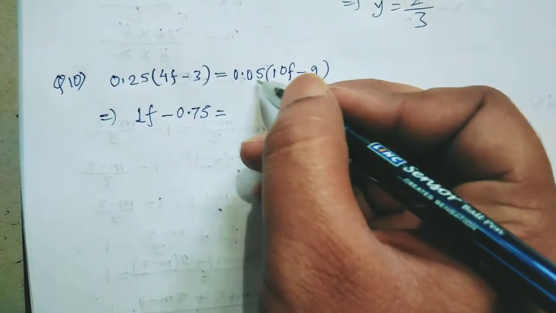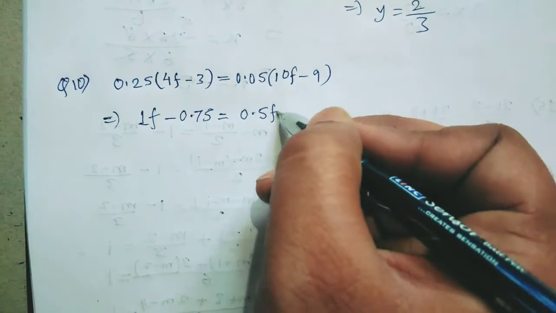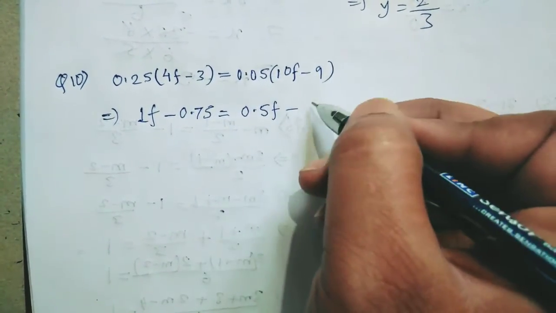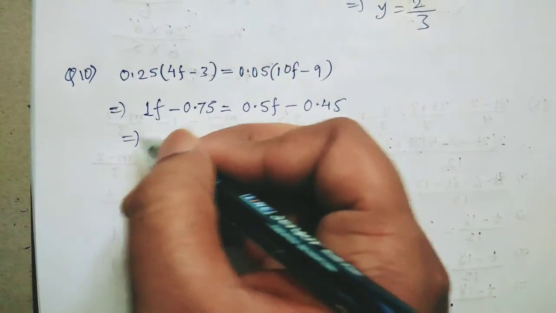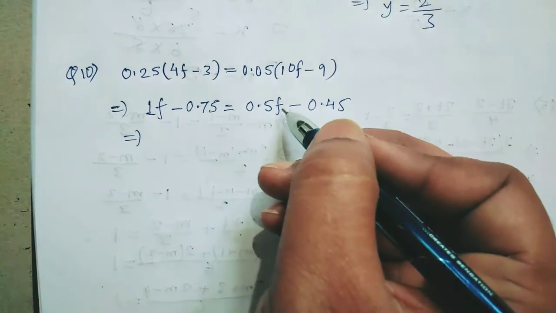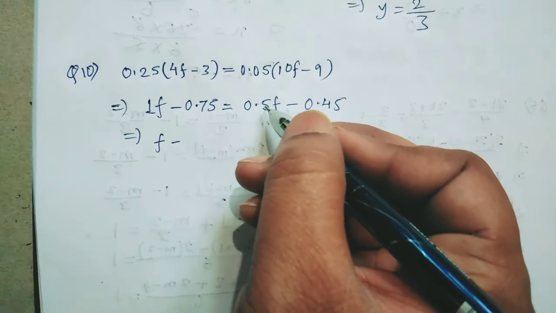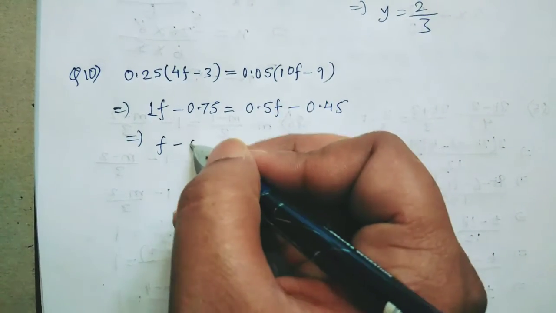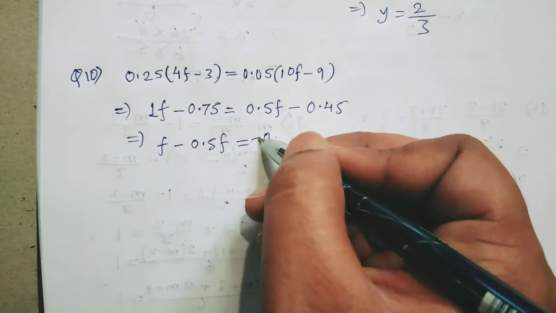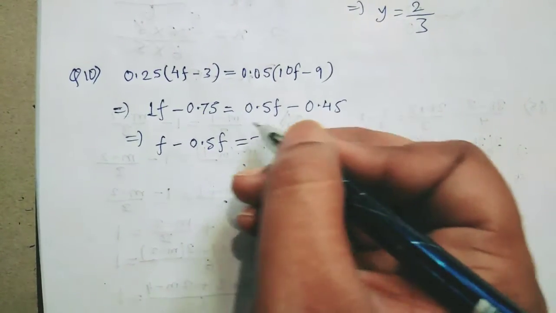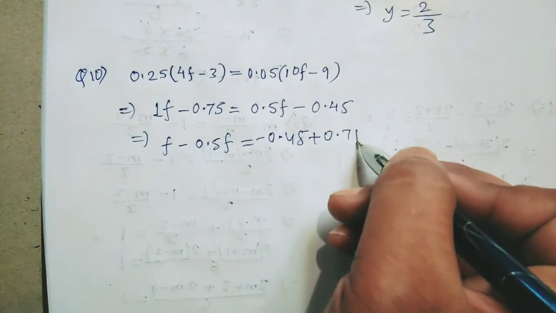You have to multiply 0.05 into 10f, so it will be 0.5f, minus 0.05 into 9, it will be 0.45, okay. After multiplication you got all these things. So it is 1f and 0.5f, so this will come to this side. 1 no need to write, so only write f. Minus 0.5f equal to this minus 0.45, and this minus 0.75 will come to this side and become plus 0.75.